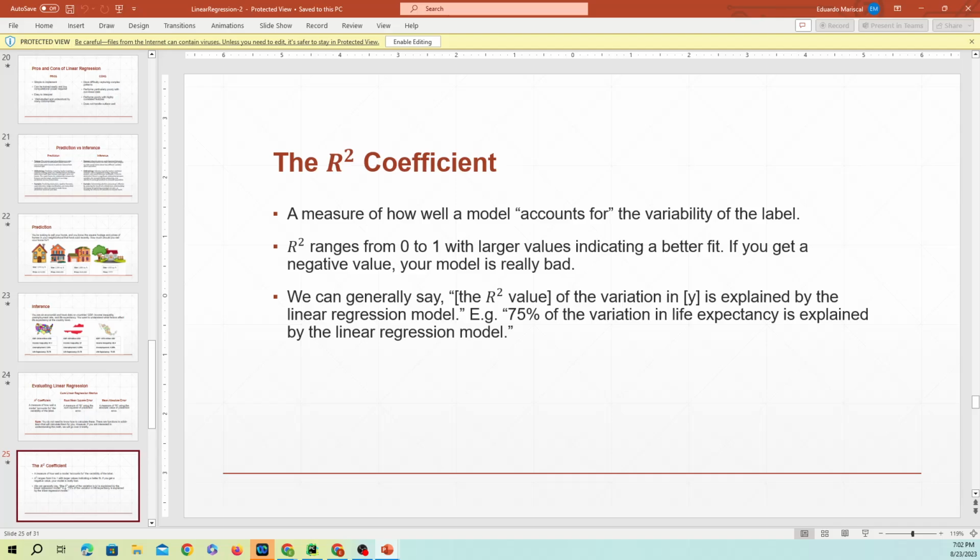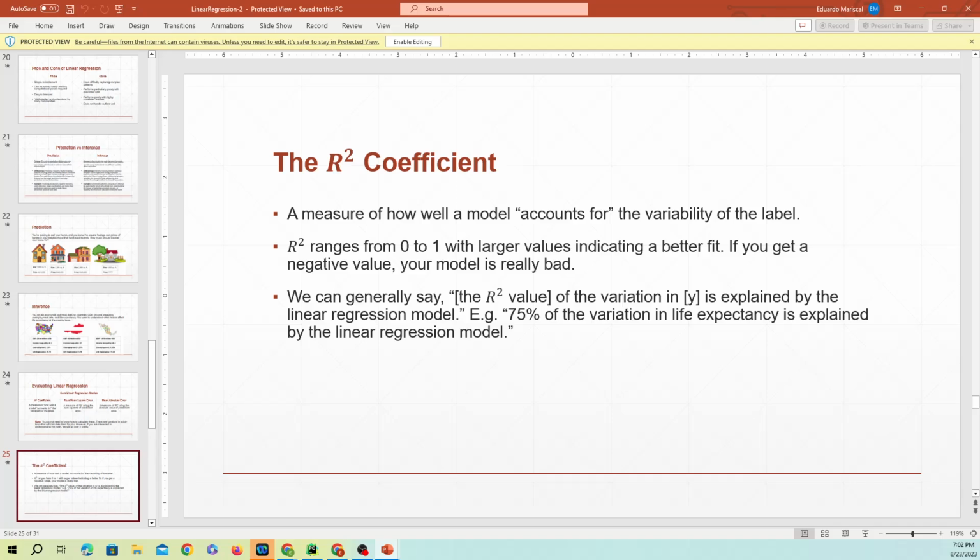So if your value is close to 0, that means it's not a very good prediction. If it's negative, then you're way off. But what you want to do is make sure that your value is close to 1. Not 1, but close to 1, because if it's 1, that's an overfit. We can generally say that the R2 value is the fraction of the variation of y explained by the linear regression model. For example, 75% of the variation in life expectancy is explained by the linear regression model.